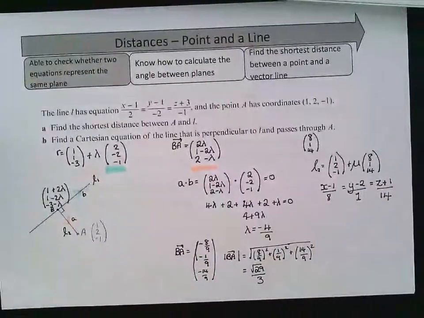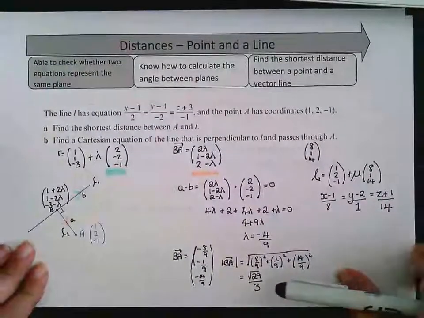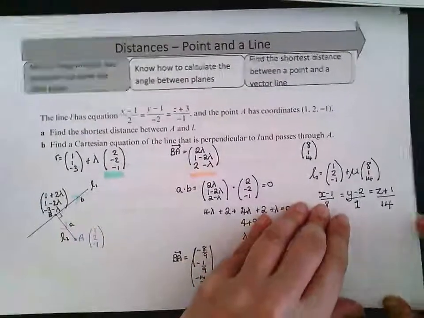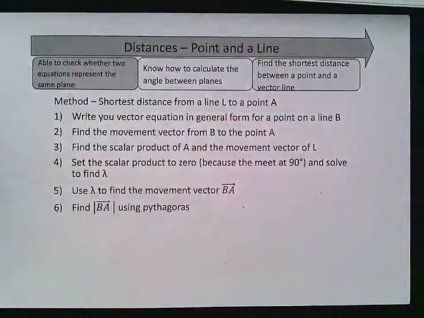So this is quite a long method and worth quite a few marks in the exam. So lastly, just to remind yourself of the method, this is the method we used. You write your vector equation in a general form for a point on the line, which I call B. We find the movement vector from point B to point A. We then find the scalar product of the movement of B to A, and the movement vector of L. We set that equal to 0 and solve.